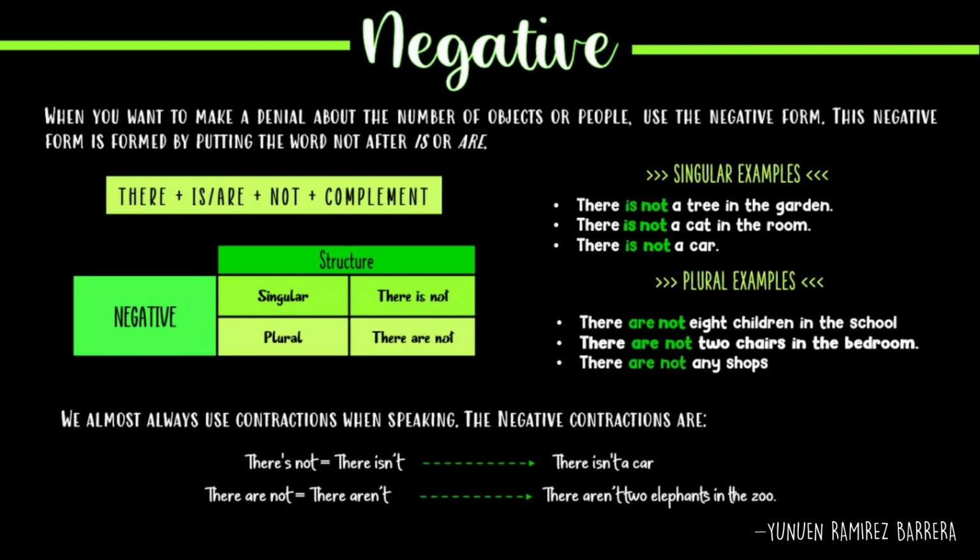use contractions when speaking. The negative contraction, singular: there's not. It's the same if you say there isn't. Example: there isn't a car. Plural: there are not. It's the same if you say there aren't. Example: there aren't 2 elephants in the zoo.